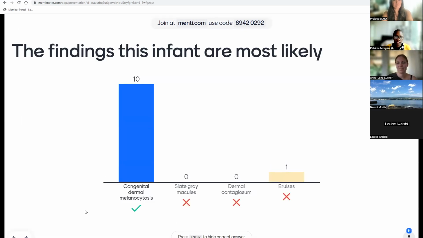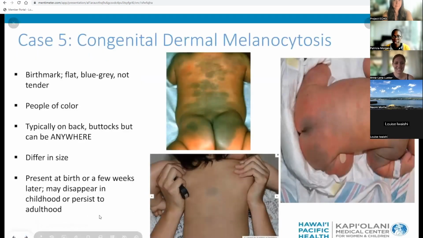So the answer is congenital dermal melanocytosis, and that is a mouthful, but that is the name for what we used to call Mongolian spots. So we're not using that terminology anymore. They're referred to as dermal melanocytosis or congenital dermal melanocytosis. They're also called slate gray nevus, so not slate gray macules. Just trying to trick you a little bit with that, nevus.